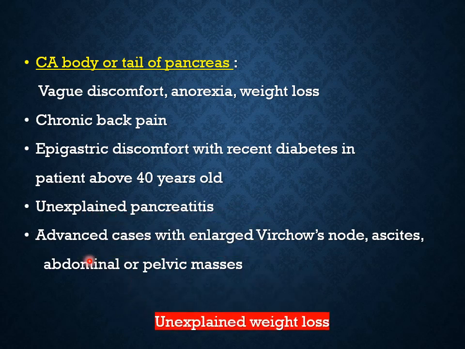So an important fact that you must remember is unexplained weight loss. In elderly patients, one of the causes that must always be included is carcinoma of the pancreas, especially of the body or tail of the pancreas, which may not produce clinical obstructive jaundice.